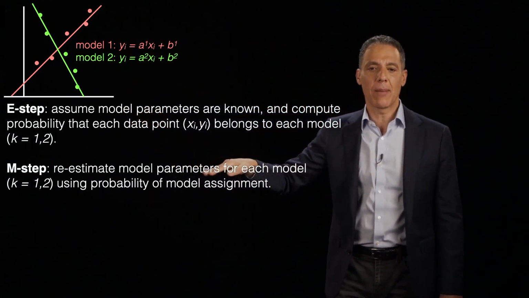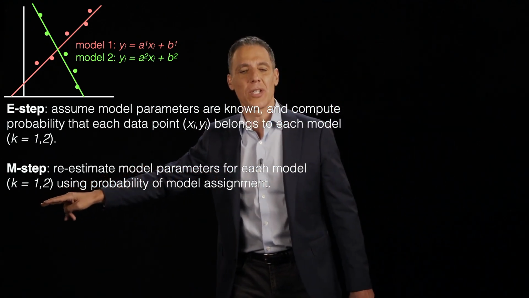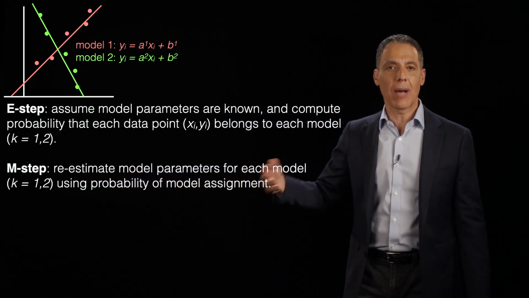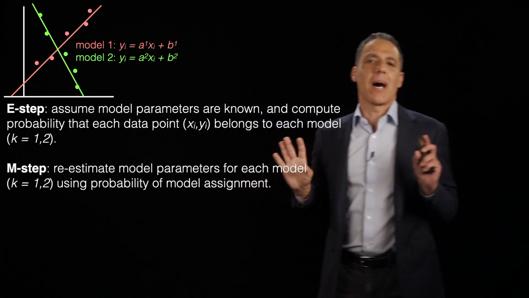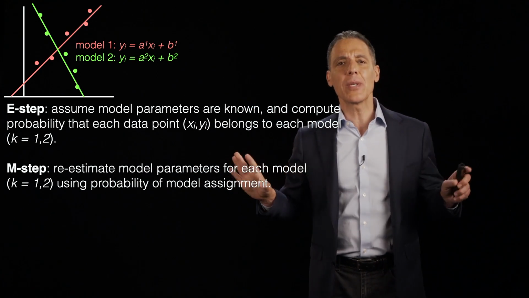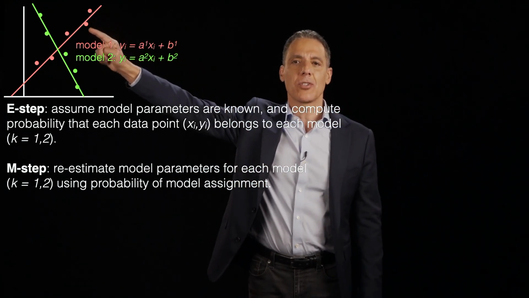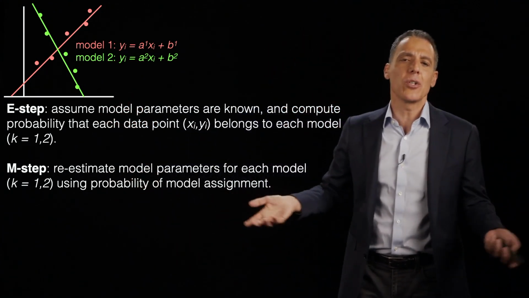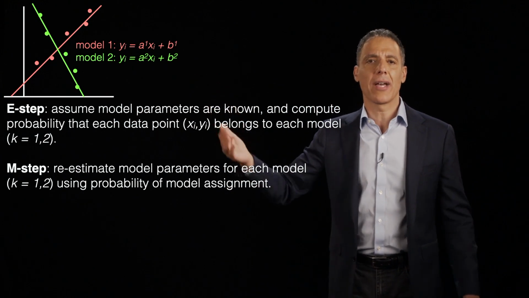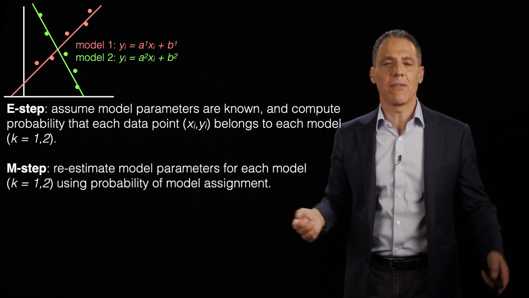And now our job is to re-estimate the model parameters for each model, k equals 1 and 2, using the probabilities of model assignment. Let's assume we didn't have probabilities. If we were doing k-means, what would we have? We would say this point belongs to model 1 because it's closest to it. This point belongs to model 2 because it's closest to it. And what could we do to re-estimate the parameters of the line? Least squares, total least squares. Right? That would have been perfectly fine.